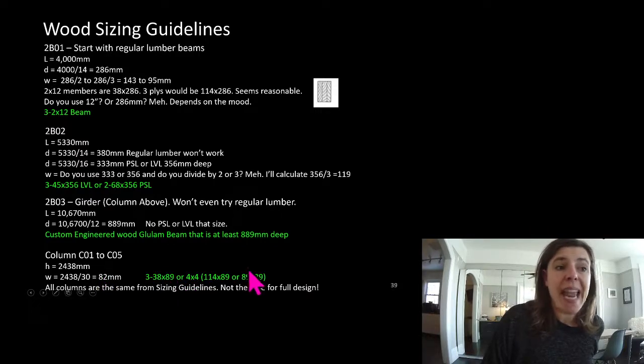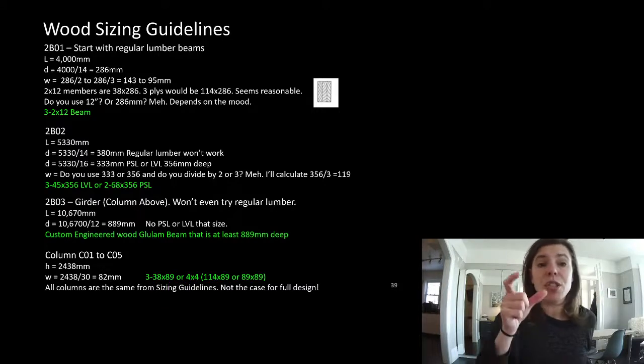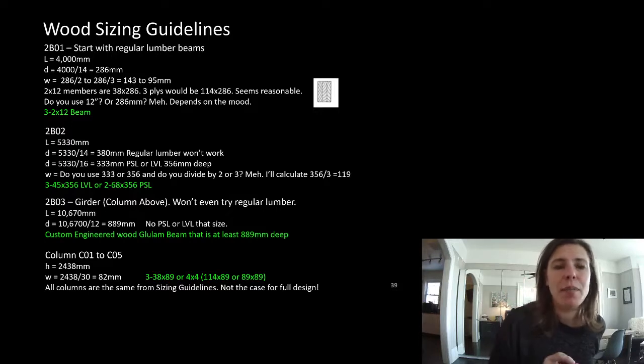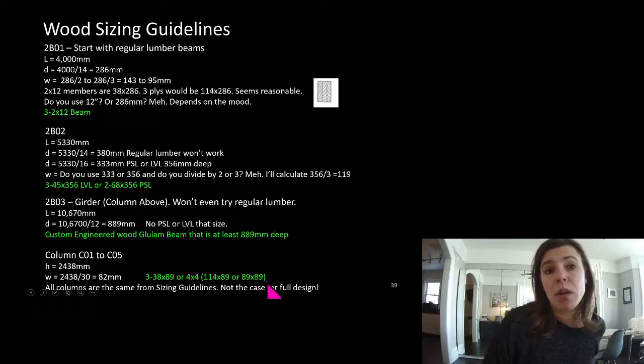So that means our 89s are perfect, but one ply of 2x4 isn't going to be enough because it's only 38 millimeters wide. Two of them aren't going to be enough because it's only 76 millimeters wide. Three of them are going to be 114 millimeters wide, giving us both dimensions at least greater than 82 millimeters. Or our 4x4 post, which is 89 by 89. All of the columns, C1 to C5, are the same sizing guideline.